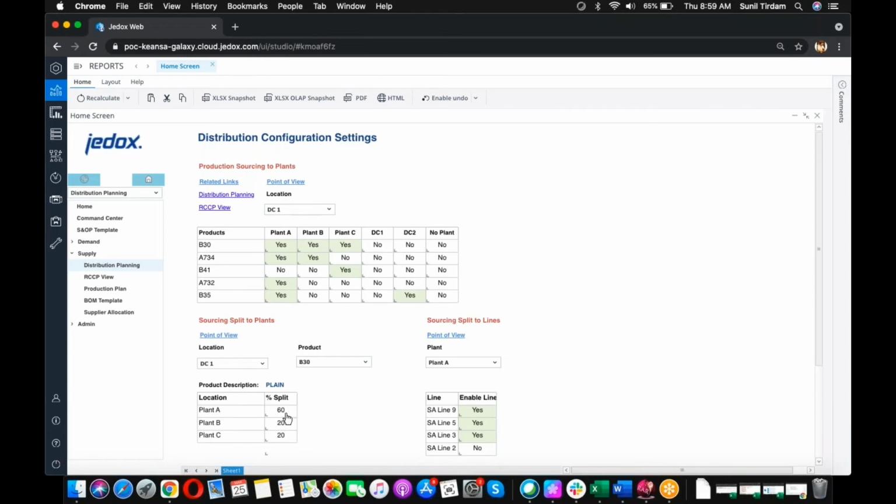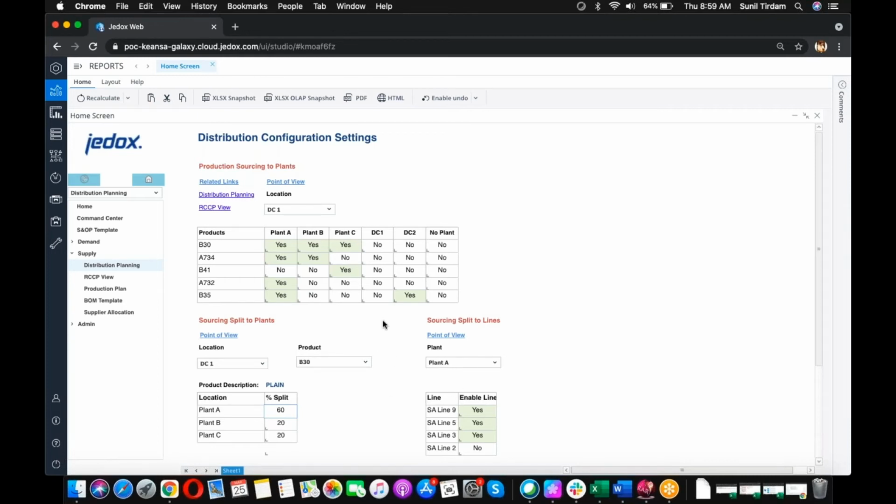Below, these are the default split percentages on which your demand is being split to your plants from your distribution center and product, and which could be varied and adjusted by your distribution planner at all times. On the right, it gets a bit more granular, from your plants to the lines level, and the connections are also being activated here so that the demand then flows forward.